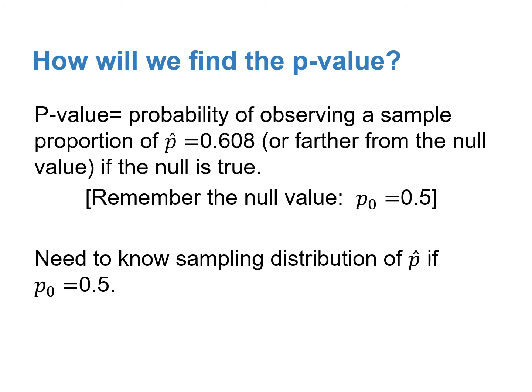How will we find the p-value? Well, the p-value is the probability of observing our sample proportion, 0.608, or something farther from the null value, if the null hypothesis is true. Remember, the null value is 0.5, and we're giving that the notation p sub 0. So we need to know the sampling distribution of sample proportions, p hats, if the null hypothesis is true and p is equal to 0.5.